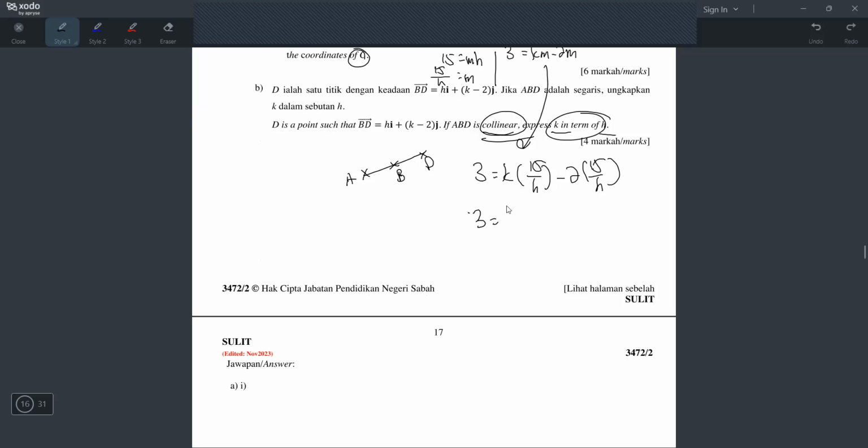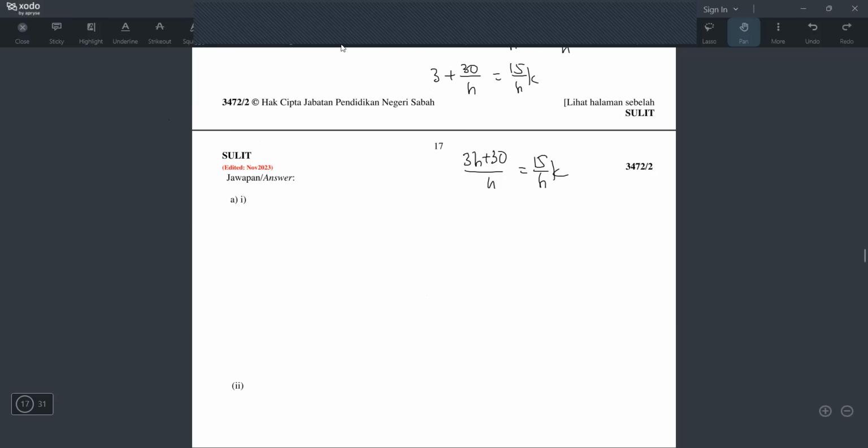15 times K over H, which is 15 over H, K. And then 2 times 15, which is 30 over H. But I want to find K, right? So the 15 over H, K, I'll leave it here. Minus 30 becomes plus 30. So 3 plus 30 over H, which is actually 3H plus 30 over H equals 15 over H, K. So K equals 3H plus 30 over H.